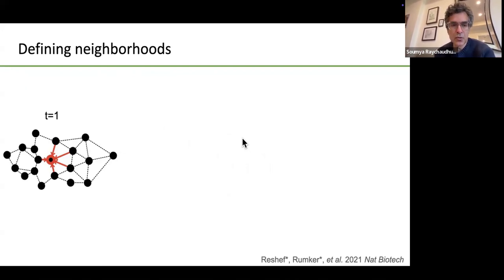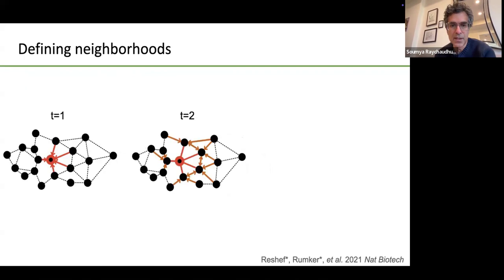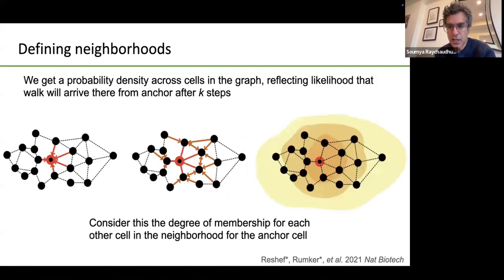So from a small number of cells, you might end up at our target cell with one step. With two steps, more cells get there, and with greater steps, more cells get there. So we get a probability density across the cells in the graph, which reflects the likelihood that you'll arrive at your anchor cell after k steps.